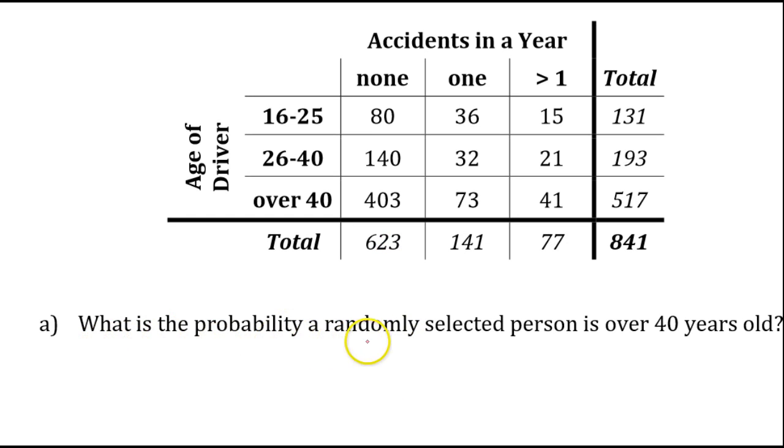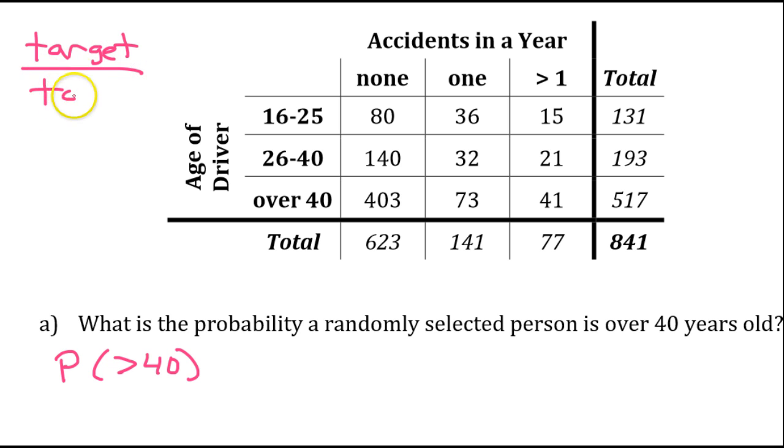What is the probability that a randomly selected person is over 40 years old? Okay, probability that a person is over 40. So I'm just going to say that we're calculating the probability of greater than 40. Now, look, anytime we do probability, we're going to do target over total. That's what probability is.